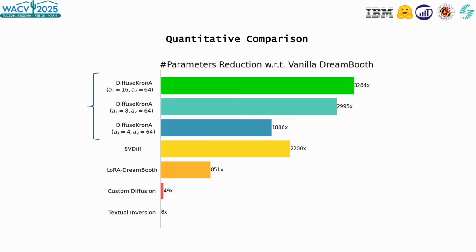But what happens when we push it further? Even as we aggressively reduce parameters, lowering to 8 and then 4, DiffuseKronA maintains amazing performance. At 4 and 64, it uses just a fraction of the parameters, yet outperforms LoRA, SVDiff, and others.